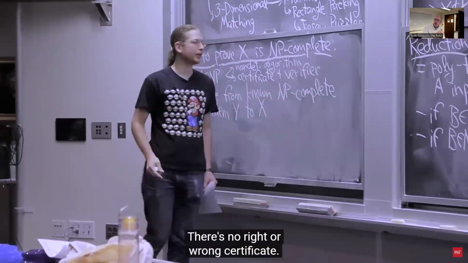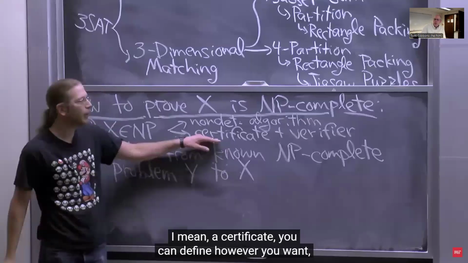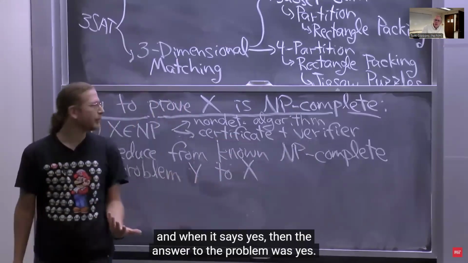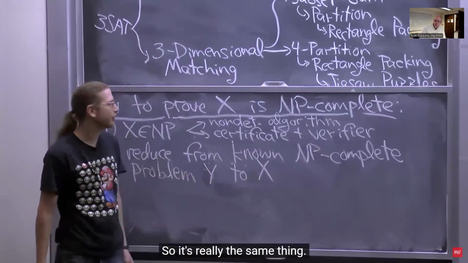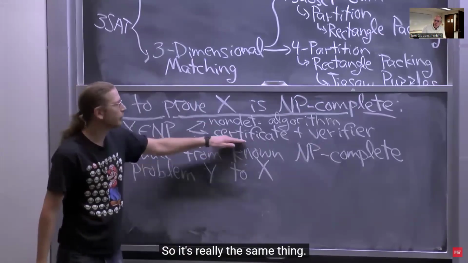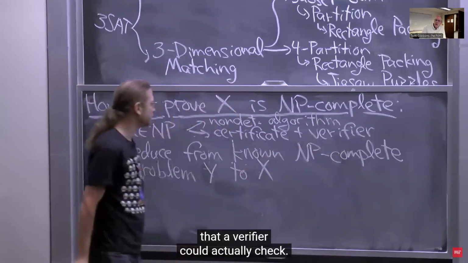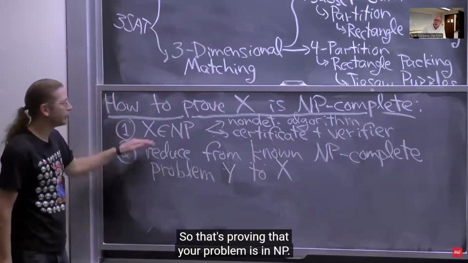The certificate you can define however you want, as long as the verifier can actually check it, and when it says yes, then the answer to the problem is yes. So it's really the same thing. You just want to say there's some certificate that a verifier could actually check. Okay, so that's proving that your problem is in NP.